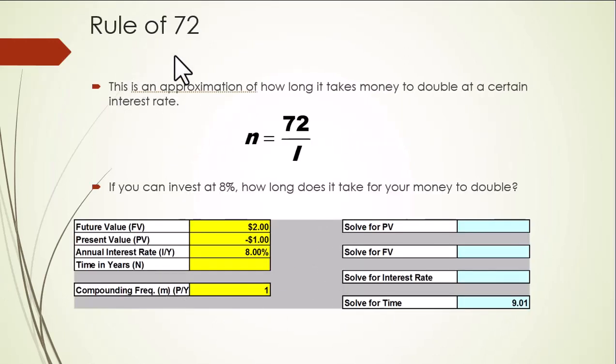Now you can do a shortcut for that. Basically, it's something called the rule of 72. It's an approximation of how long it takes money to double at a certain interest rate. At 8%, how long does it take to double? Well, $1 turns into $2 at 8% in roughly 9.01 years. And of course, 8 into 72 is 9 years.